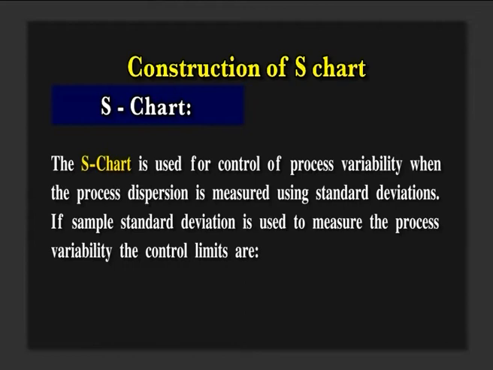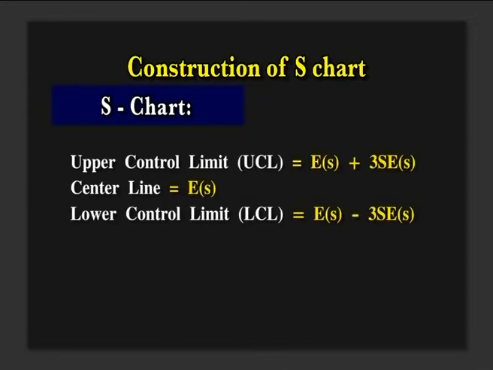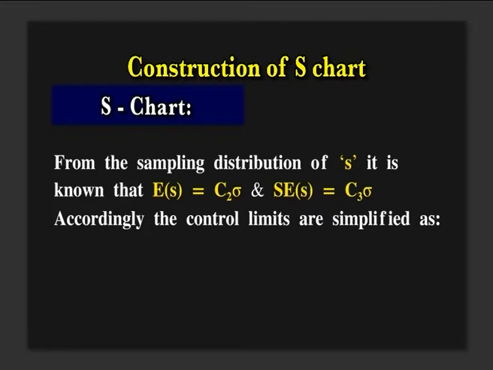Construction of S chart. The S chart is used for control of process variability when the process dispersion is measured using standard deviations. If the sample standard deviation is used to measure the process variability, the control limits are: upper control limit is equal to expected value of S plus 3 times standard error of S, central line is expected value of S, lower control limit is equal to expected value of S minus 3 times standard error of S. From the sampling distribution of S, it is observed that expected value of S is equal to C2 sigma and standard error of S is equal to C3 sigma.